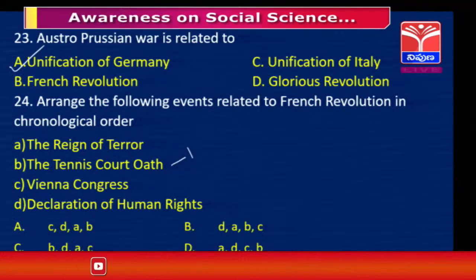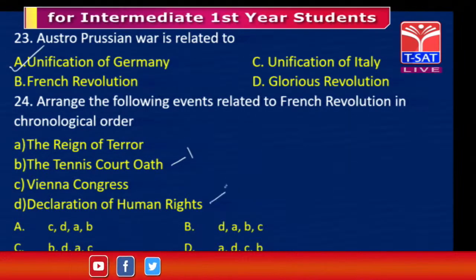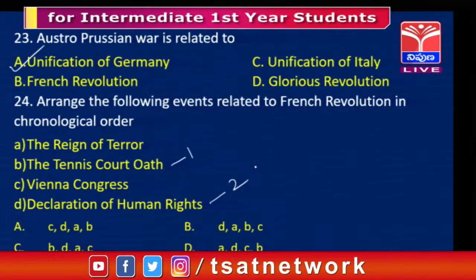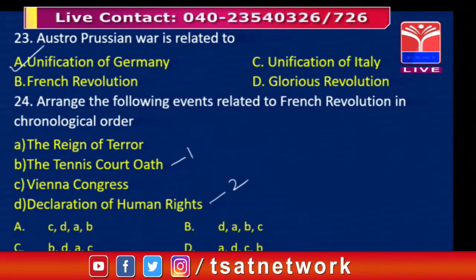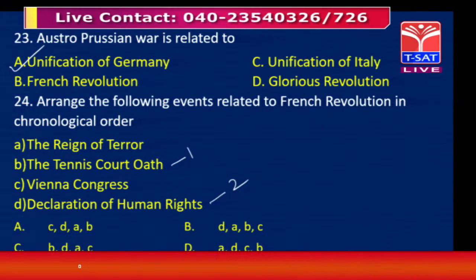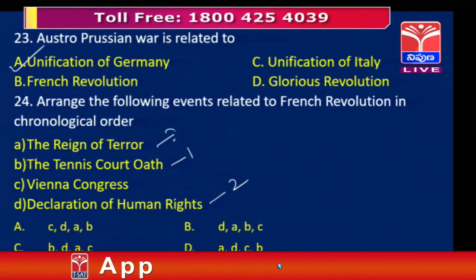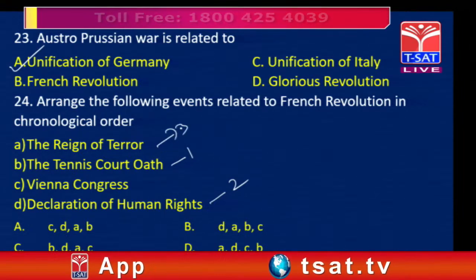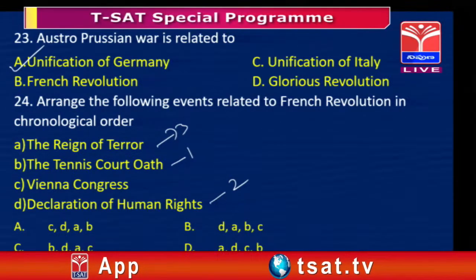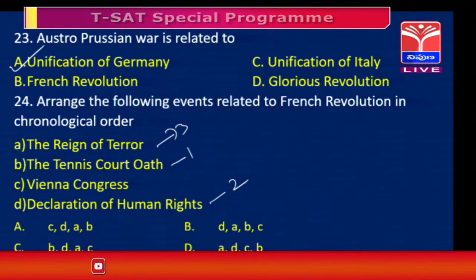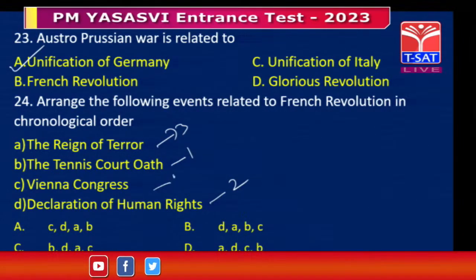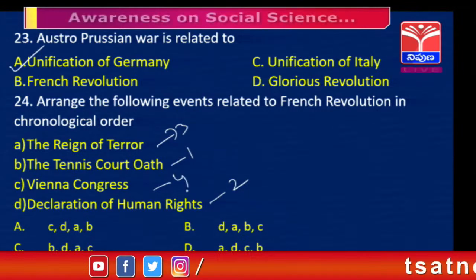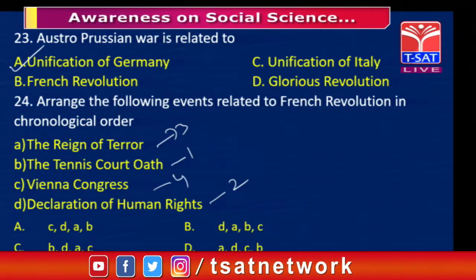Then the Declaration of Human Rights took place after the Tennis Court Oath. Then the next one is the Reign of Terror. That is the next incident. And the last one is the Vienna Congress, which took place in 1815. So this is the order we have.